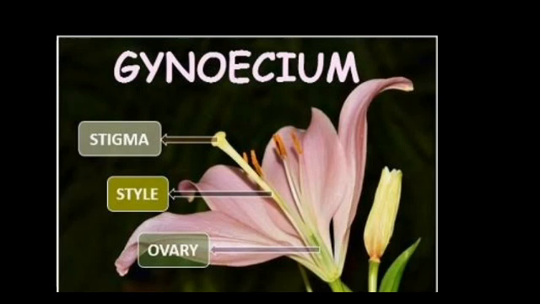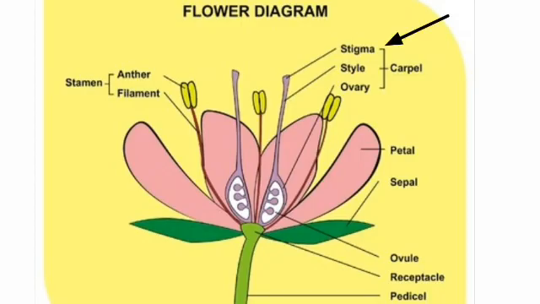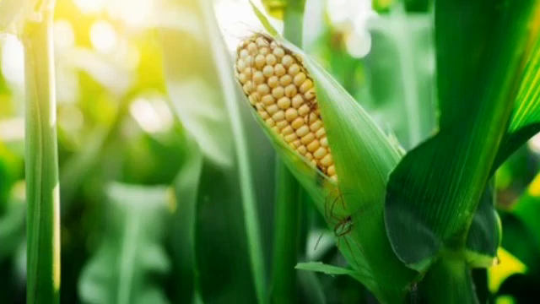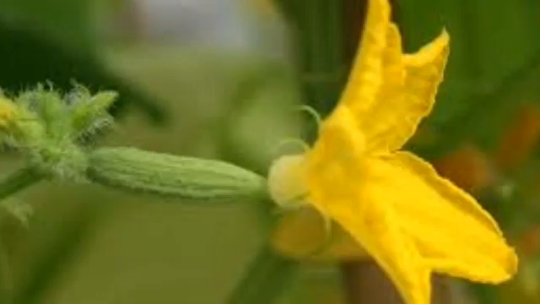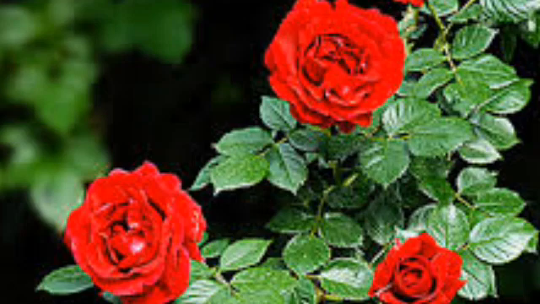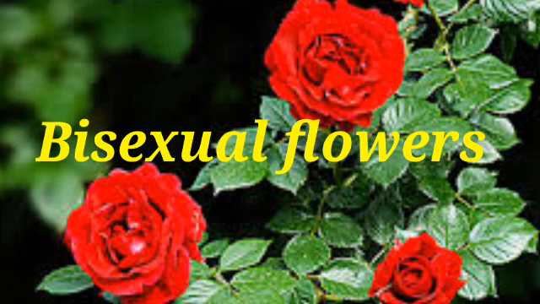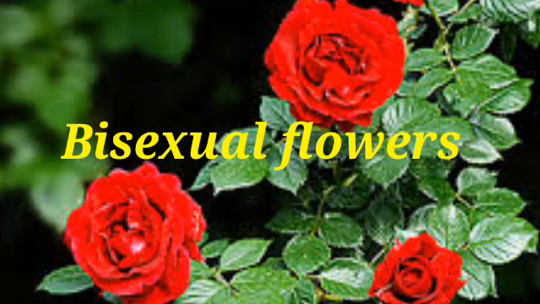Next, gynoecium. It is the female part of the flower. It has three parts. They are ovary, style and stigma. The ovary contains ovules. The flowers which contain either androecium or gynoecium are called unisexual flowers. Example, corn, papaya, cucumber. The flowers which contain both androecium and gynoecium are called bisexual flowers.